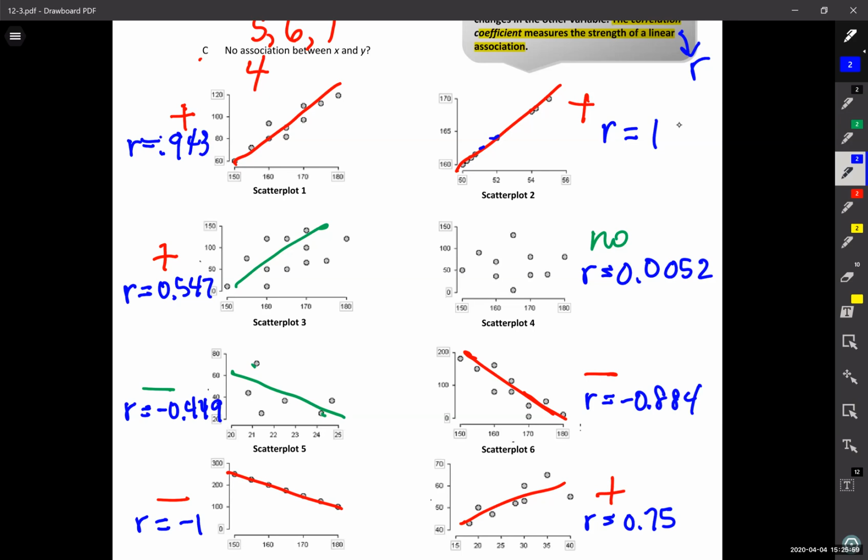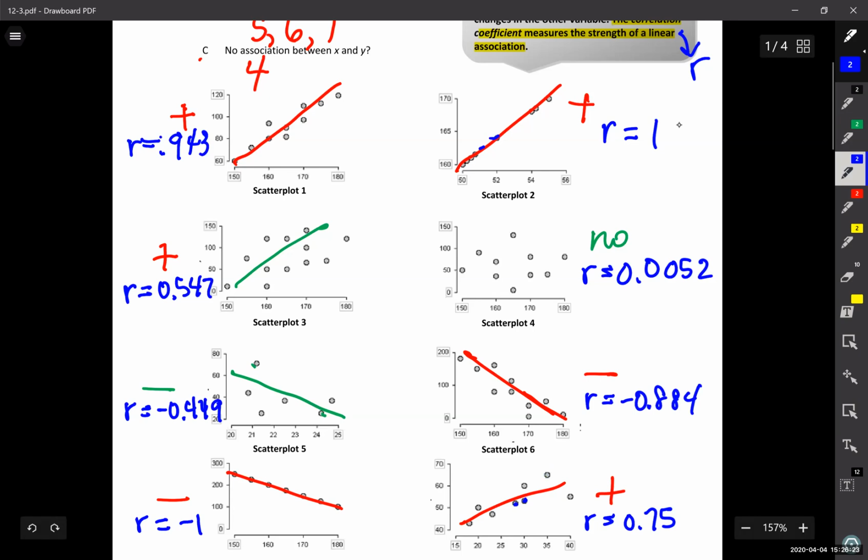All right, and then let's see, the next positive would be scatter plot 8. That R is 0.75. So the dots are starting to get farther away from the line, but then some of them are kind of close to the line. So it's not as close as number 1, or certainly not as close as scatter plot 2, but they are kind of close to the line, getting a little further.